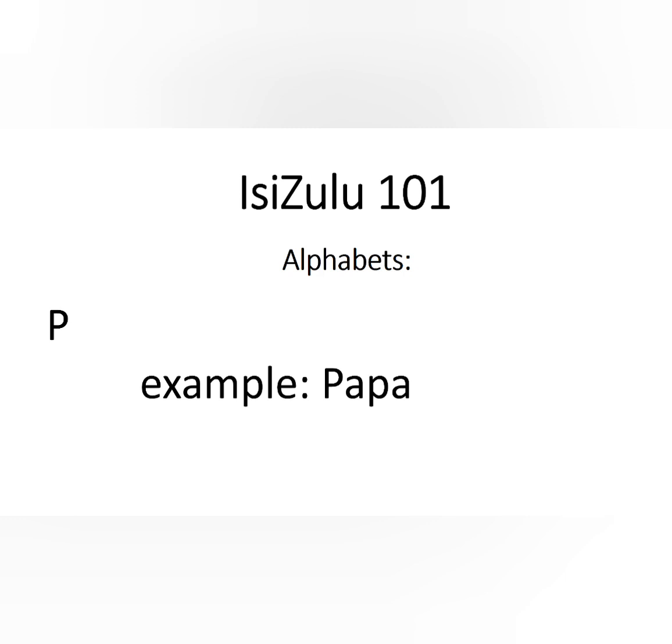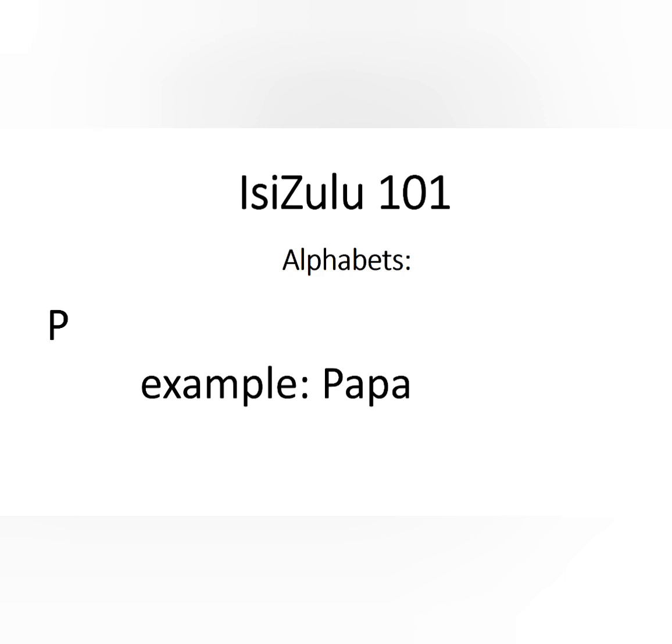Next is letter P, which we pronounce with a pop. Ipapa. Papa is the example I gave. Ipapa is a South African staple made by mixing corn with water. We call our corn maize or mealies.